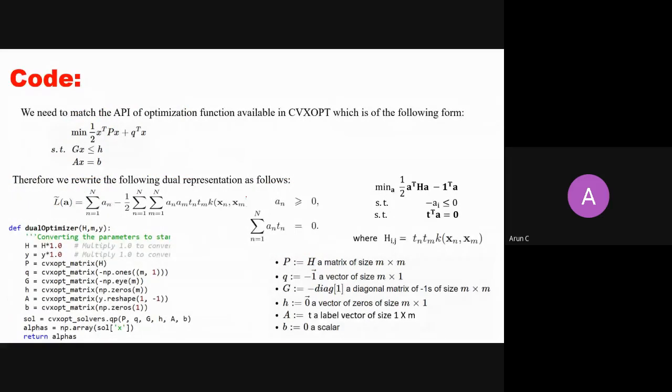So first let's see this term only. Here what we can do is construct a matrix H, where each entry is, sorry, H_nm. For the nm entry, it is t_n times t_m times K(x_n, x_m). It will be a matrix, and because here n equals m, it will be an n by n matrix. So this H will be a matrix.